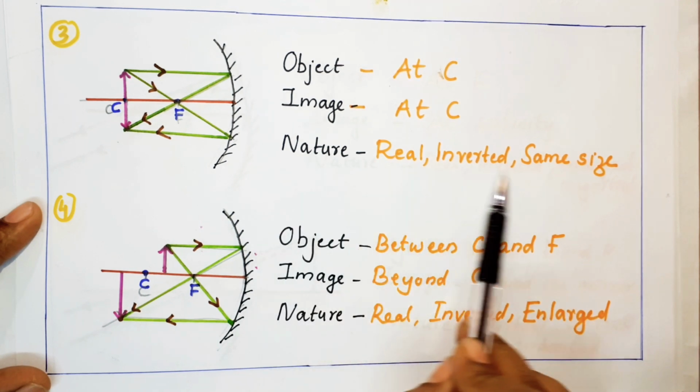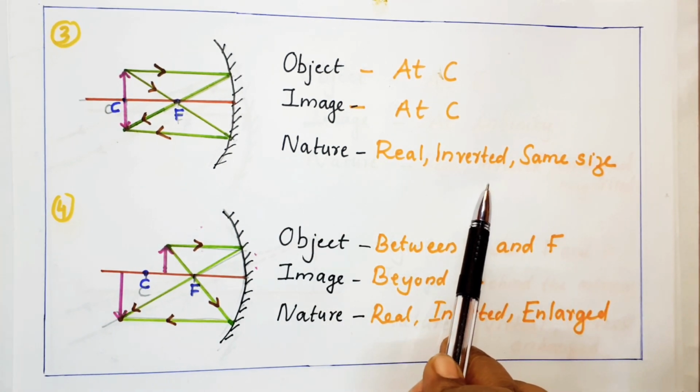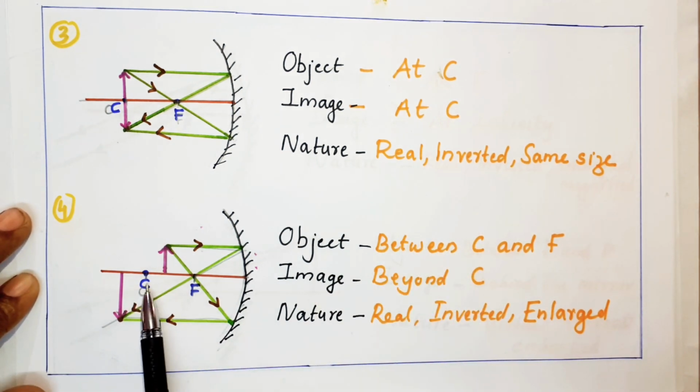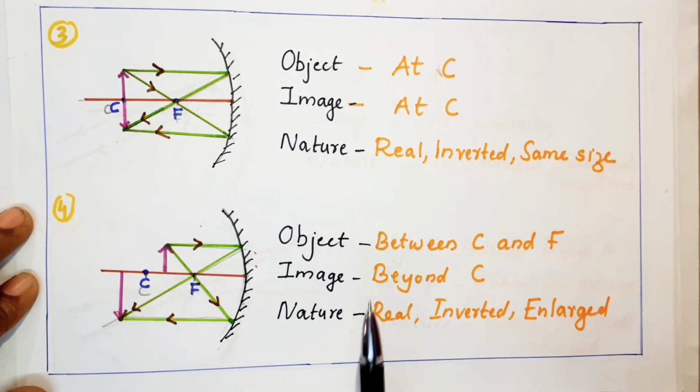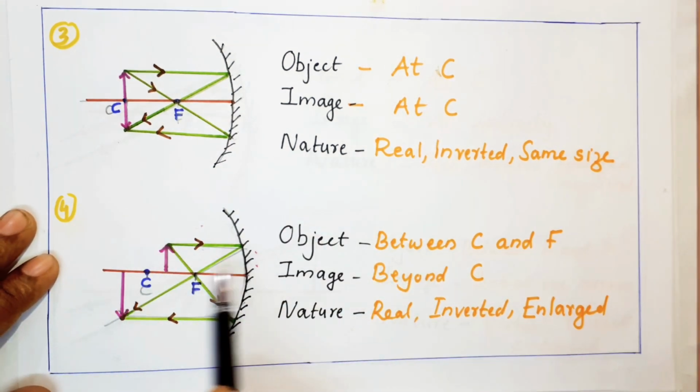A lot of applications are here. So remember, when your object is at C, your image is also at C. Next, I am keeping an object between C and F. So here also we use the same rules that we used before.